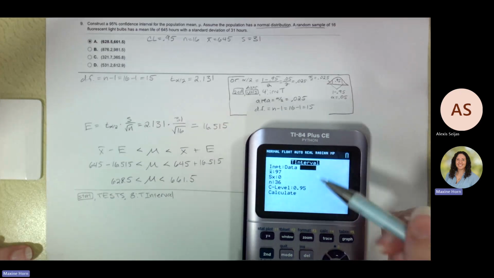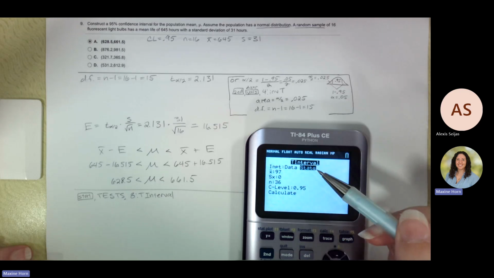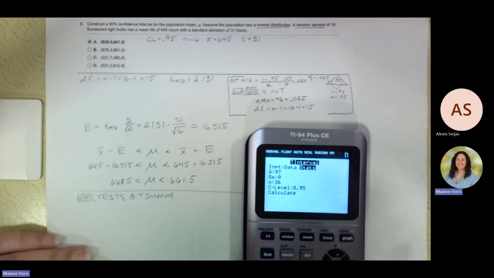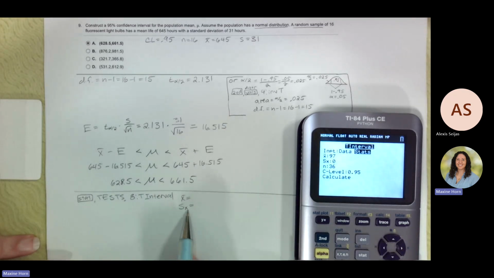Again, you want to make sure that you're doing stats, not data. If it's on data, make sure that you arrow over to stats and hit enter so that you're plugging in stats, not data. And we're going to give it everything it asks for. It wants the sample mean. It wants the sample standard deviation. Don't forget, the S sub X is really just sample standard deviation, right? It wants the sample size. It wants the confidence level.